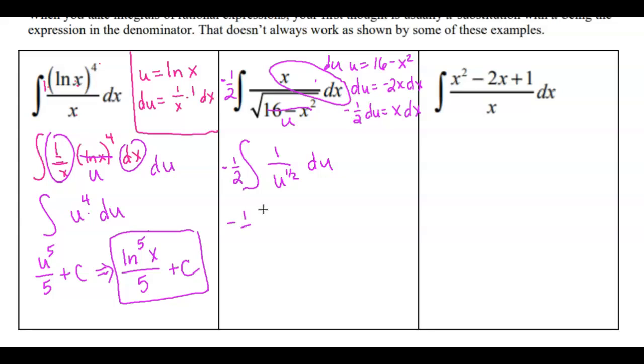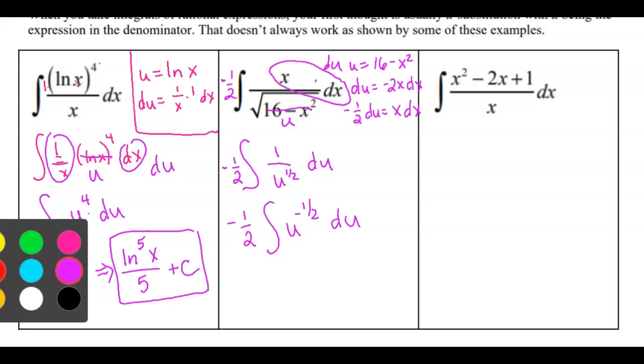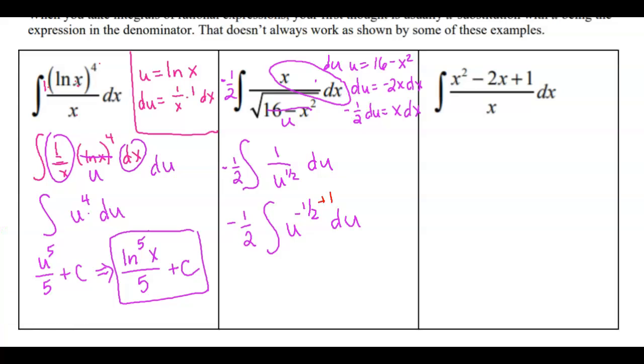So we get -1/2 u to the -1/2. And then we want to do a power rule. So add 1, so -1/2. So u to the +1/2 multiplied by the reciprocal plus c. So the 2's cancel. I get -16 minus x squared plus c.